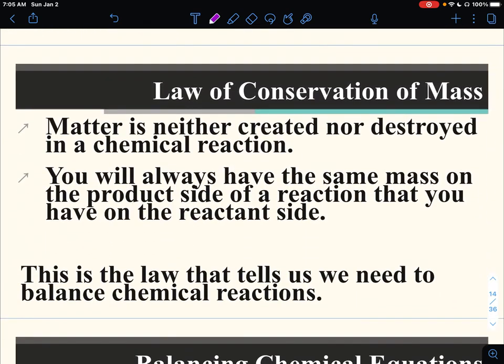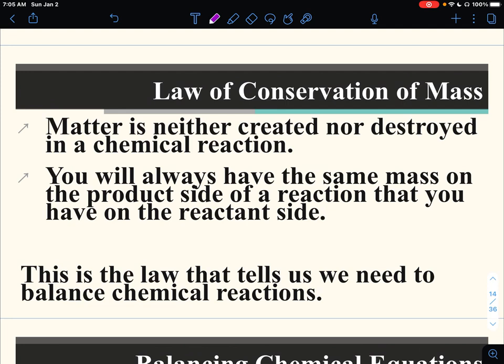So we have a third law. Remember in the last unit, we learned multiple proportions and definite proportions. Now we have the law of conservation of mass. This is a very important law. This law tells you that matter cannot be created or destroyed. What will happen is that things will rearrange to form new products.